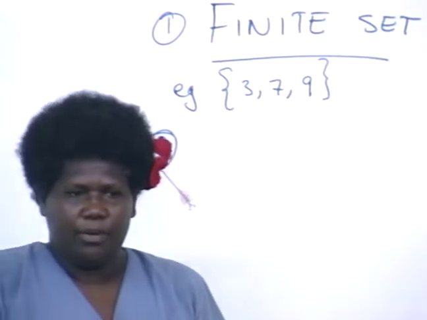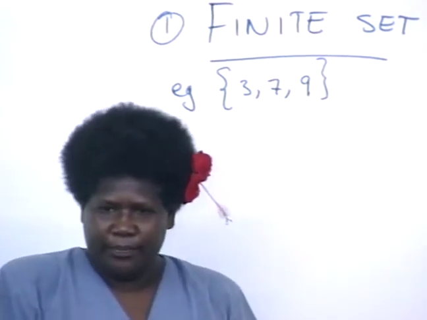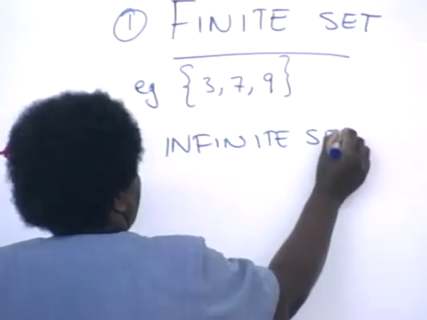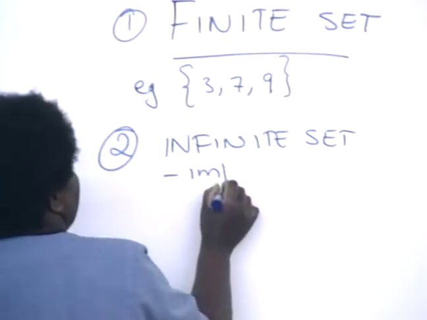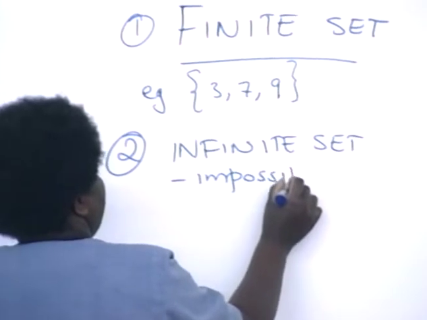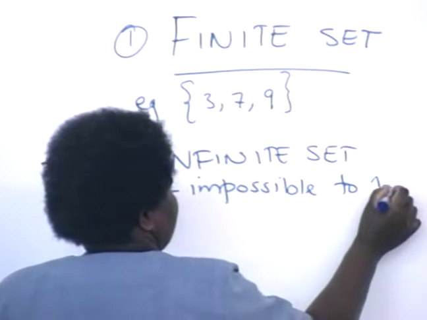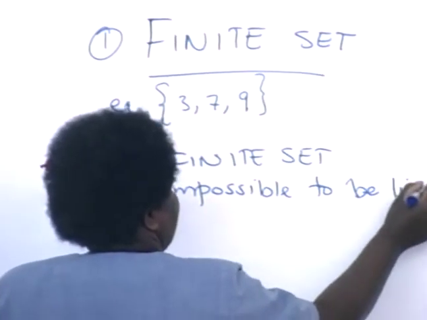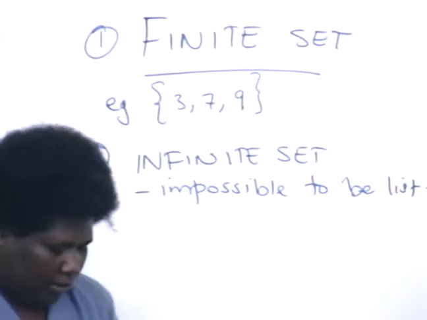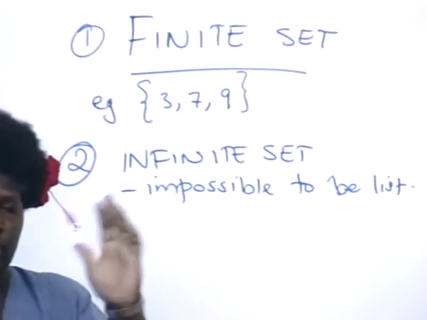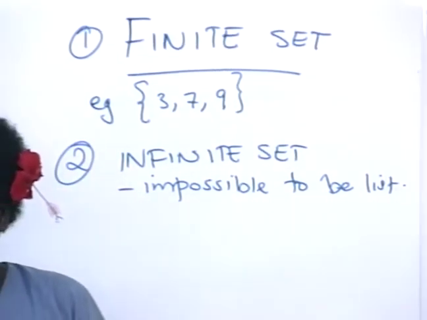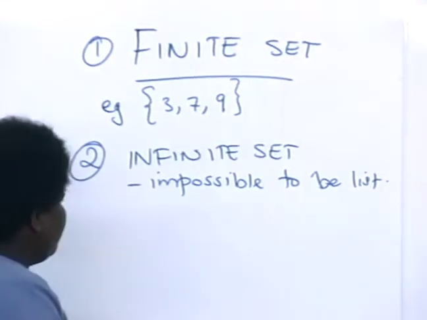The second type of set, Boromeo. An infinite set is one in which it is impossible to list all the members. Okay, an infinite set has members that are impossible to list down. Okay, give me an example.